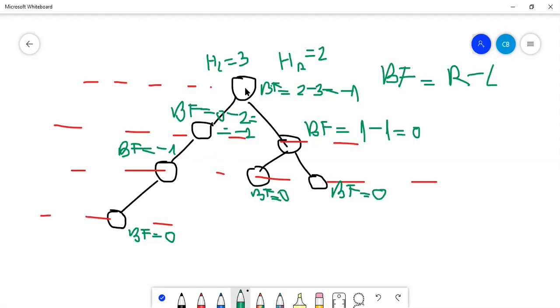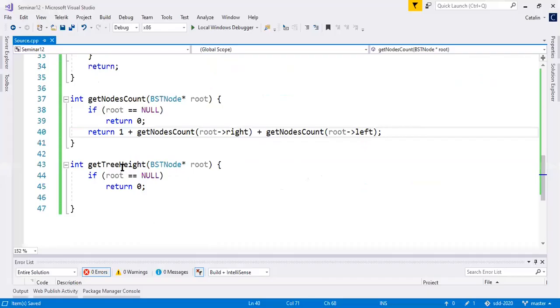Okay, so we are here. We went downwards. How do we know if we go downwards? We know because this function will be called again. So this function is always called when we go downwards. Okay. And then.